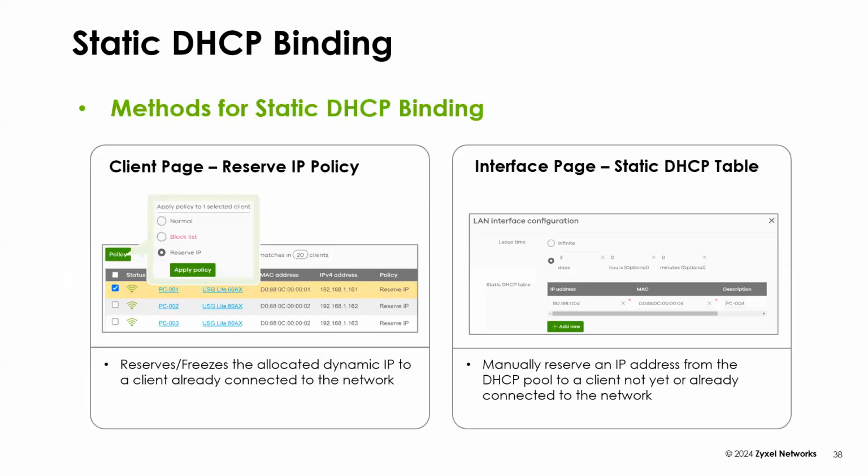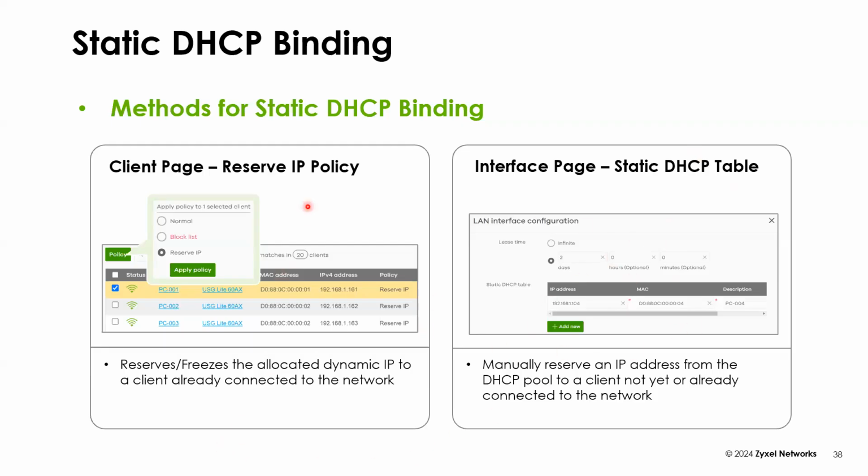We can skip that. Another area where there's some confusion is where it comes to IP binding or static DHCP, whichever term you want to use. There are two different ways of doing this in Nebula. And this is assuming that you are using a Nebula managed gateway, so one of our gateway devices.